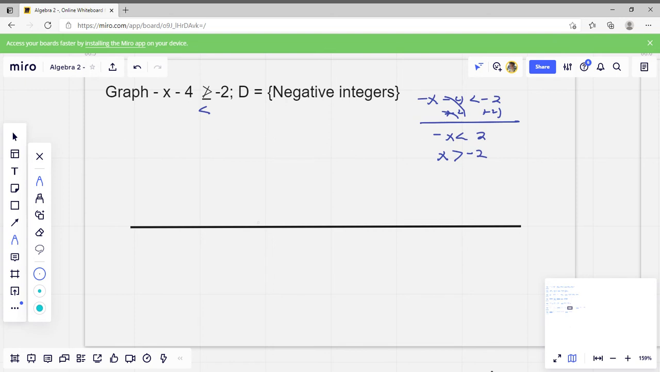So I'm going to put my 0 right here. Negative 1, negative 2, negative 3. And this is negative integers only. Up here it says negative integers. So the only integer that is greater than negative 2, that's a negative integer, is that one, and we just make a dot for that. So be careful about what your domain is. Your domain tells you what acceptable answers you can have, and they have to be negative integers.